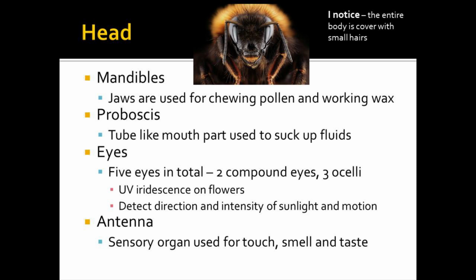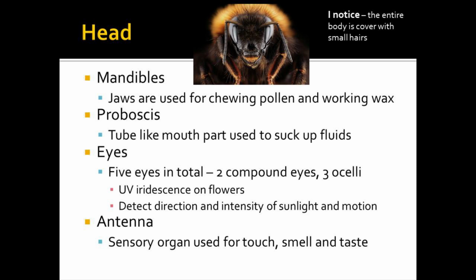On the head, I noticed there are mandibles, which are jaws for chewing pollen and working wax, the proboscis, which is a tube-like mouthpart used to suck up fluids, eyes. The honeybee has something unique. It has 5 eyes, 2 compound eyes and 3 ocelli, which are single-celled eyes. The regular eyes sense the UV iridescence on flowers. The ocelli detect direction and intensity of sunlight and motion.